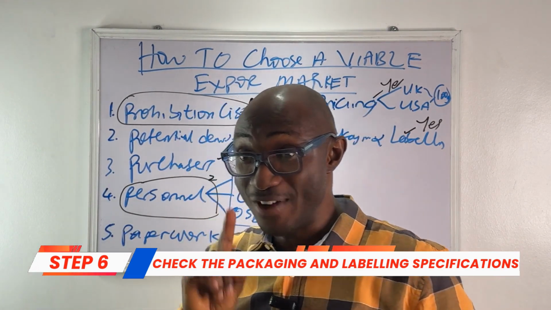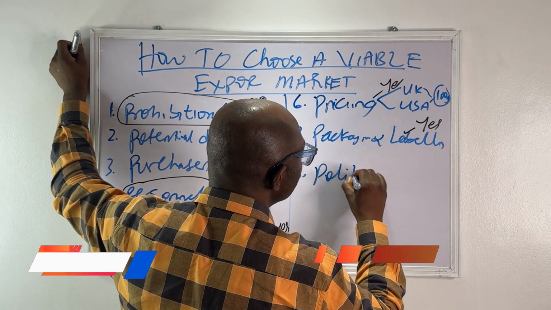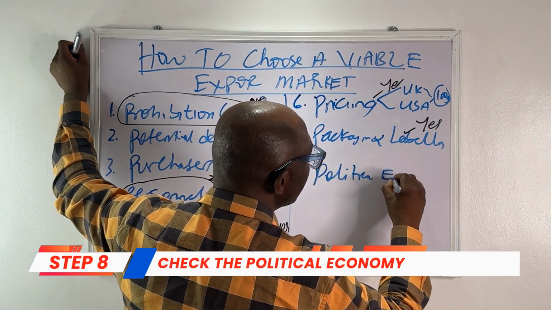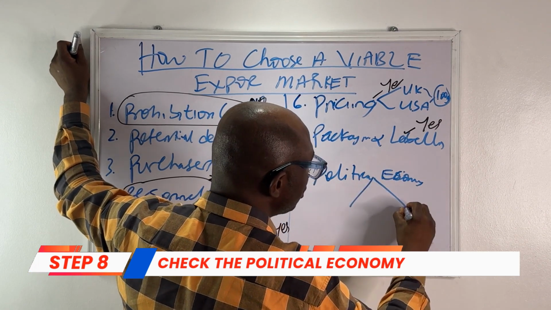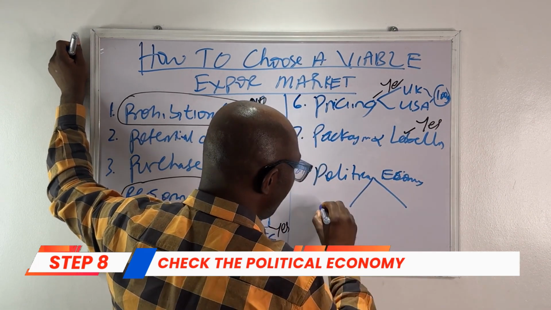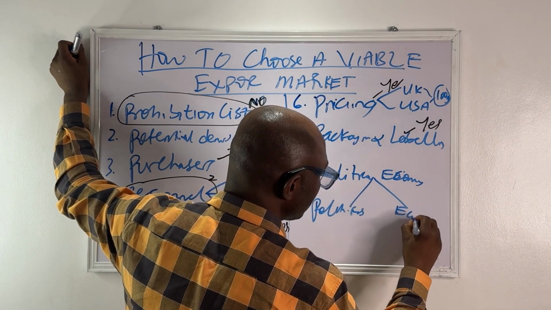The last and very important is what is called political economy. What does that mean? In summary, I'm looking at risk, political risk, economic risk.